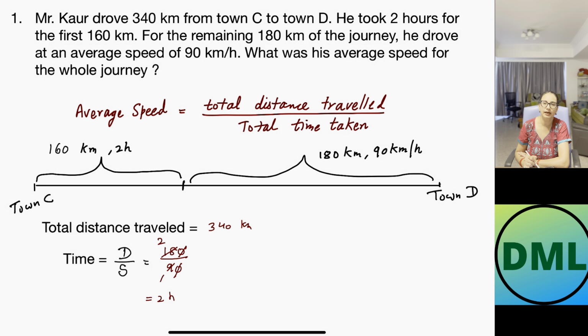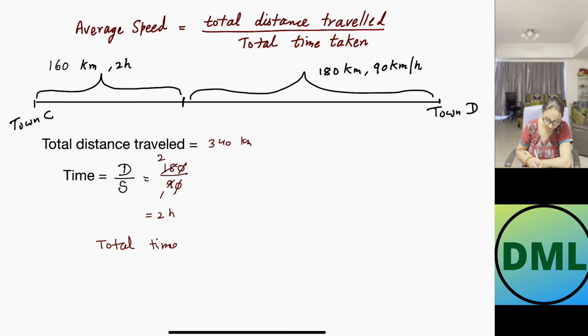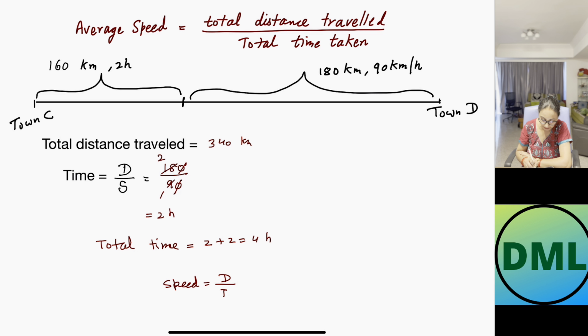How much total time am I taking to complete my journey? 2 hours here and 2 hours here. Total 4 hours I am taking. Total time will be given by 2 plus 2, that equals 4 hours. I have to calculate the average speed. Speed will be given by total distance over total time. My total distance is 340 kilometers over my time taken, 4 hours. Here my answer will be in kilometers per hour. Is the unit correct? Yes, the unit is correct. If I get my answer in kilometers per hour, that is the correct unit to give the answer.